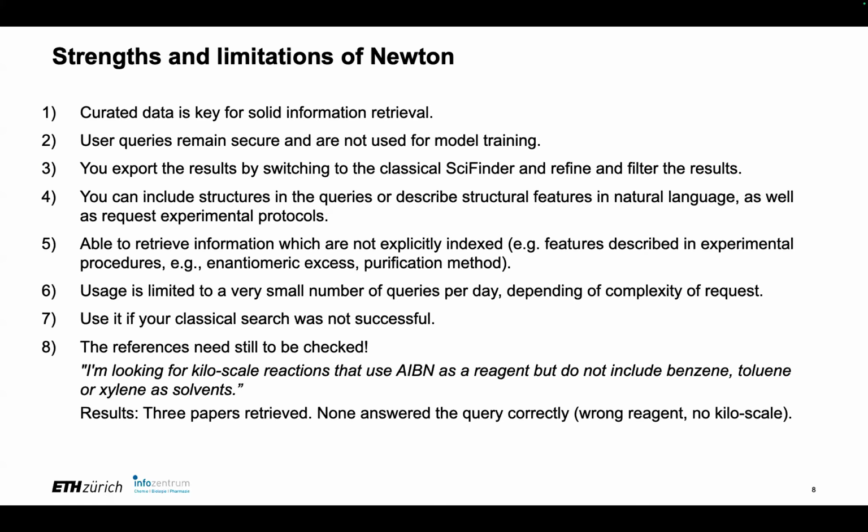You can include structures, or you can also describe in words a structure you would like to have, like: I would like to have this substituent shown in the structure with up to 6 carbon atoms. So this is something which is not easy to do with a classical search. And you can also request experimental protocols. So Newton is able to retrieve information which is not explicitly indexed, like enantiomeric excess or purification method.